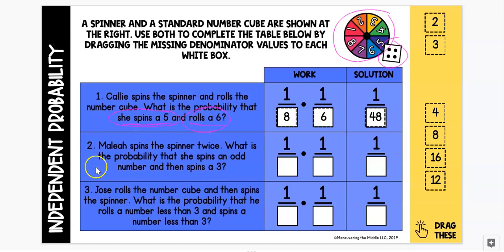You can go ahead and complete number 2 and number 3 on your own, and then you have one slide at the end to do all by yourself. If you have any questions, please let me know. Otherwise, go ahead and get practicing.